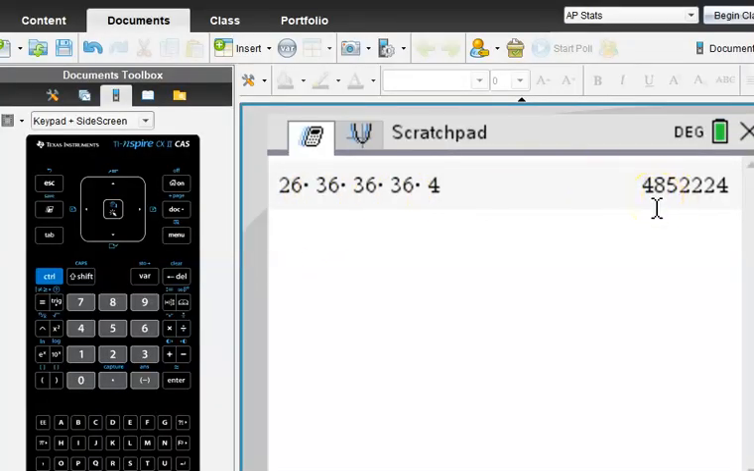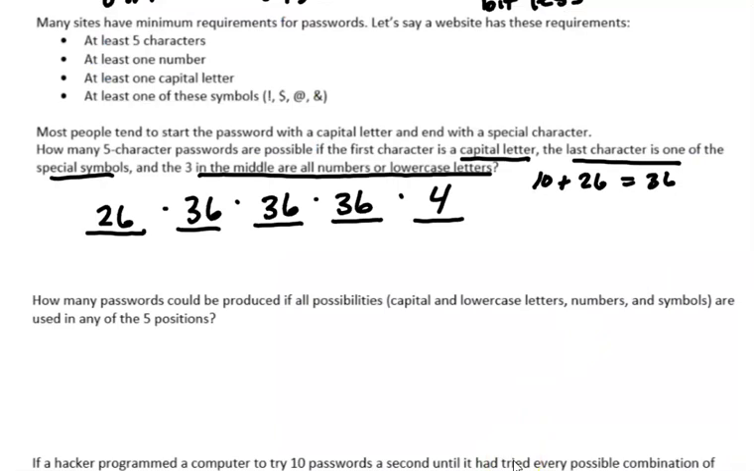I got 4,852,224. So that's a lot of possibilities. We're a lot more happy with that than 800 possibilities. So 4,852,224 possible passwords.